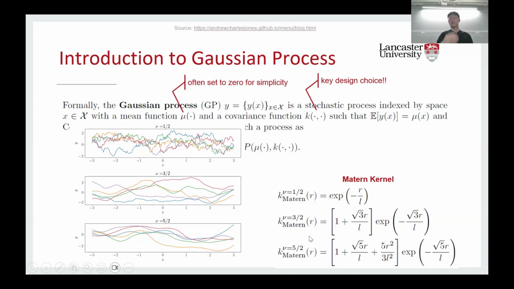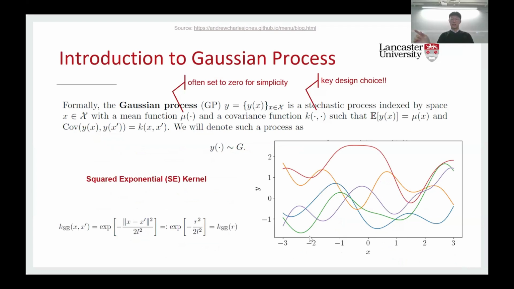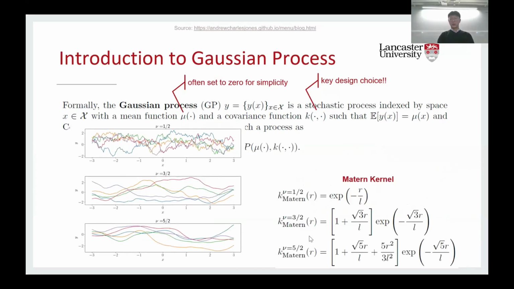So it tells you how differentiable this process is. So each draw is a function, and with SE, it's infinitely differentiable, so it's smooth. And with the Matern, they are finitely differentiable. So depending on the context and what you're trying to model, you want to choose different kernels to basically reflect your prior knowledge about the system.